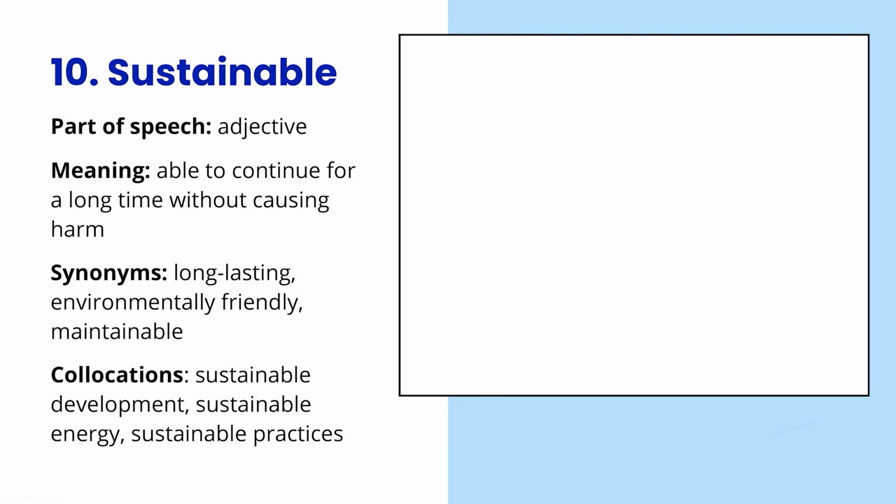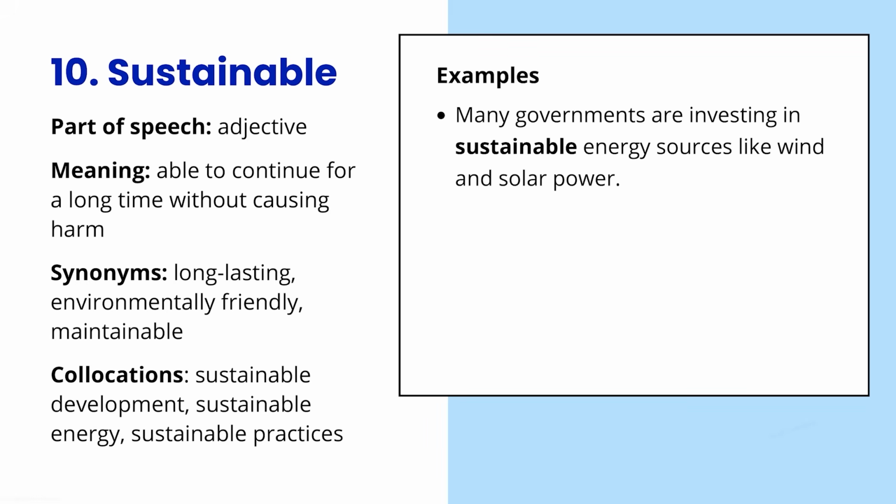So when it comes to sustainable practices, this is talking about things that you can keep doing for a long time without causing harm, and it's normally referring to the environment. Many governments are investing in sustainable energy sources like wind and solar power. So if these energy sources are sustainable, you can keep using them for a long time and there's no damage. So think about wind. You can keep using wind for a long time and there's not going to be any damage to the planet or to the environment.